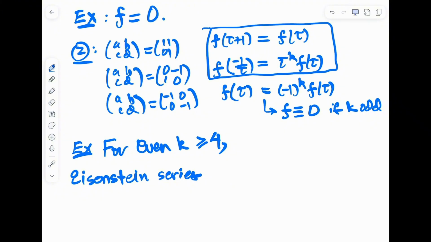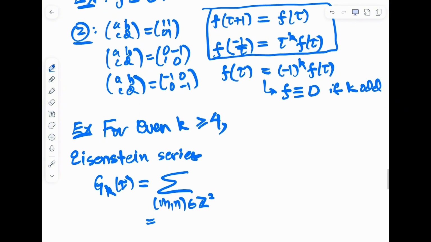Anyway, Eisenstein series, G_k of tau, because G is the first letter of Eisenstein. His first name. Look it up. Anyway, it's defined as a kind of lattice sum. You sum over all integer pairs (m, n) excluding (0, 0), 1 over (m tau plus n) to the k. So you see what I mean?